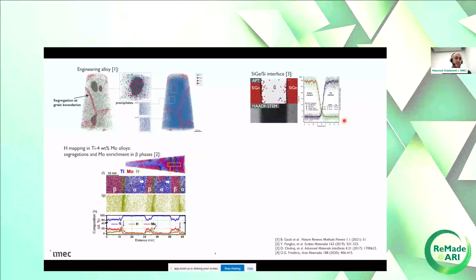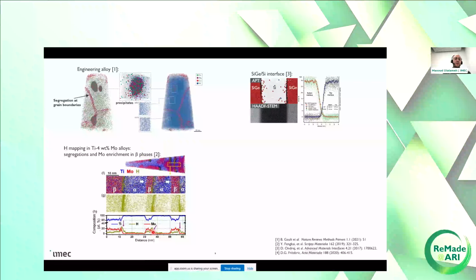Hydrogen mapping is another speciality of atom probe. In this case, what you see is a reconstructed atom probe data for a titanium molybdenum alloy. In this case, a segregation of molybdenum, so enrichment of the molybdenum at the beta phase grain boundary is clear, followed by this is the map of hydrogen.